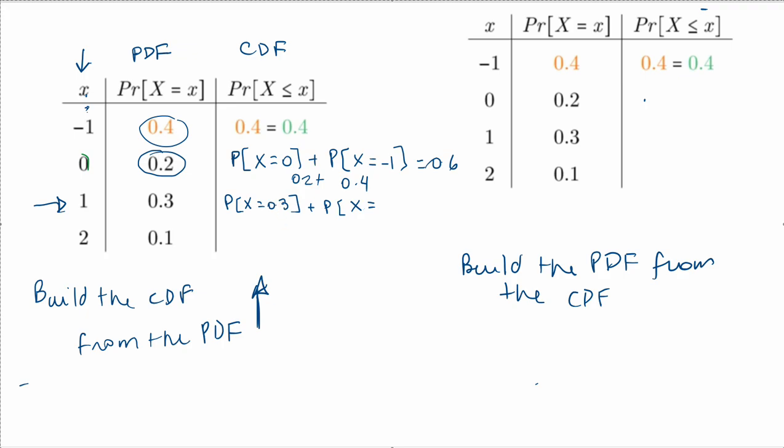so, sorry, this is equal to 1. This is the probability of x being equal to 1, which is in the row, it's 0.3, plus the probability of x being less than 1, which is 0 and minus 1. So this is 0.3. The probability of 0 is 0.2. It's indicated in the PDF, plus the probability of minus 1. It's indicated in the PDF, and it's 0.4. So in the end of the day, you're doing this plus that. This is 0.8. Okay?